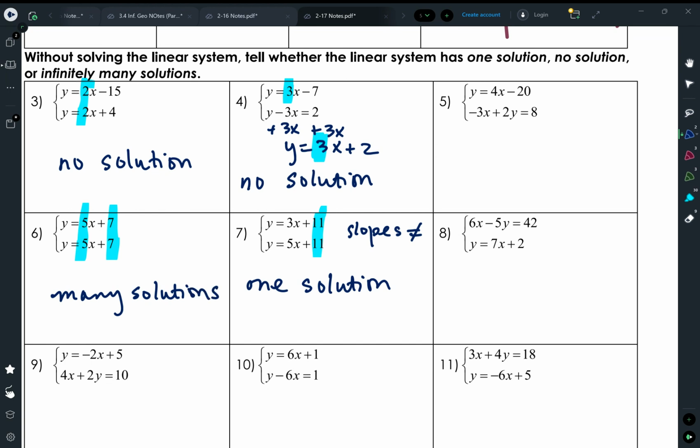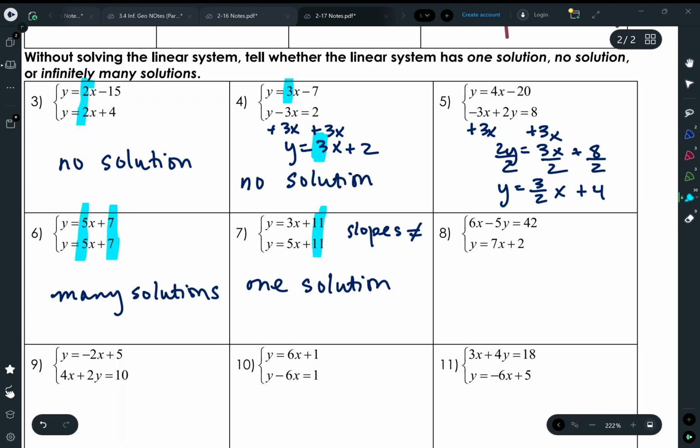For problem 5, I'm going to go ahead and rearrange my second equation and solve it for y. And then I'm going to divide everything by 2. So y equals 3 halves x plus 4. So it turns out my equations have different y-intercepts. So if they have different y-intercepts, we know it's going to be no solution.